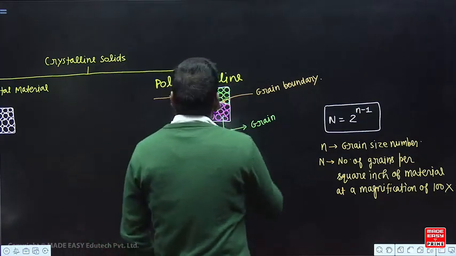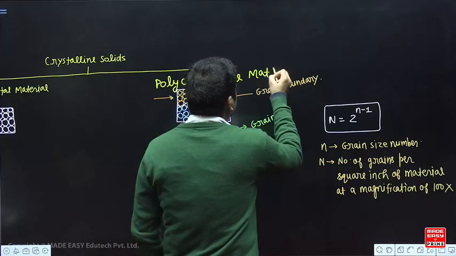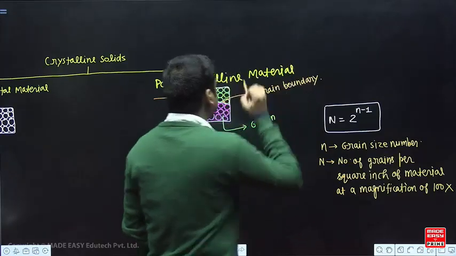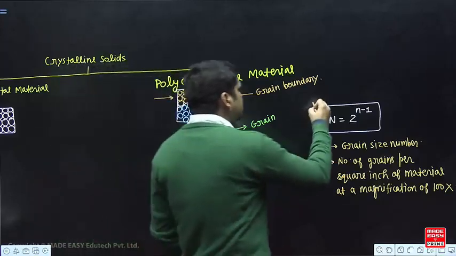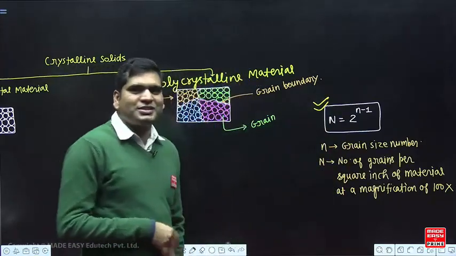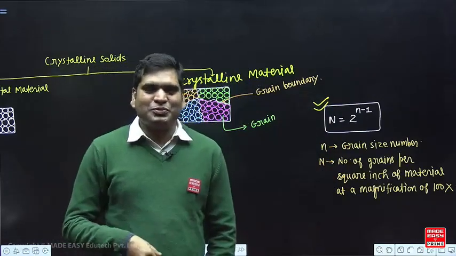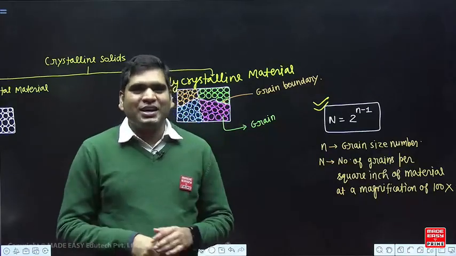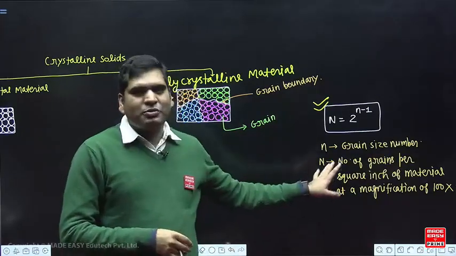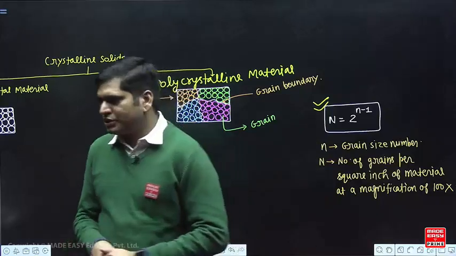Things are becoming haphazard. Polycrystalline material, right? And yes, obviously this relation is for polycrystalline, because in single crystalline there is only one grain. So we do not talk about number of grains in the single crystal. The entire crystal is a grain. So if we are talking about number of grains, then obviously it is for polycrystalline material.